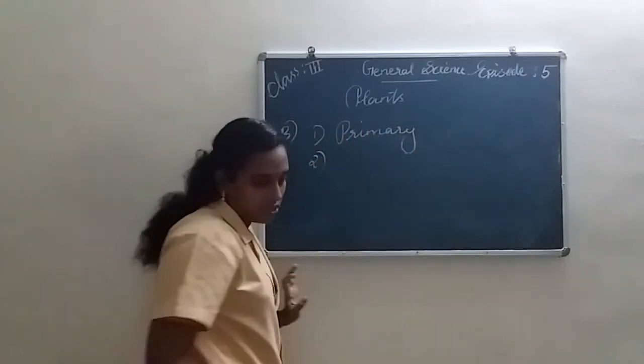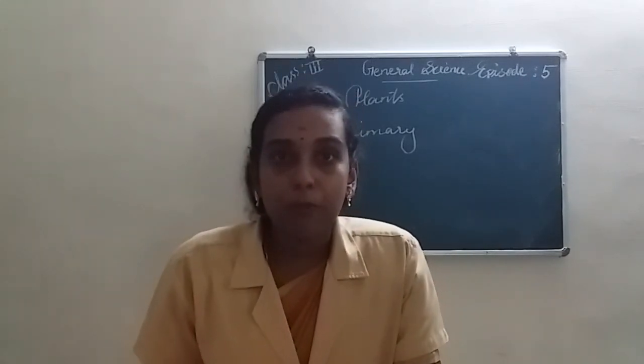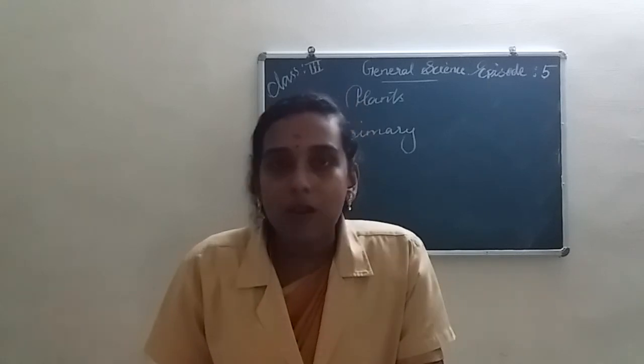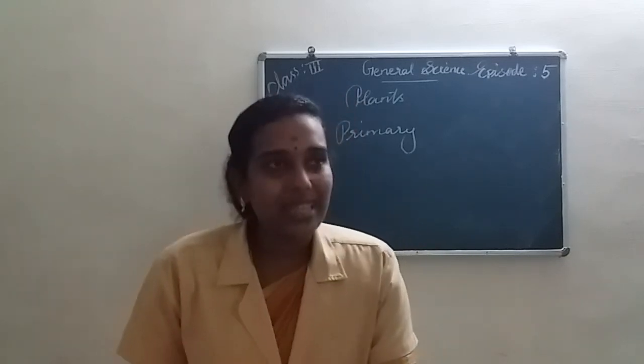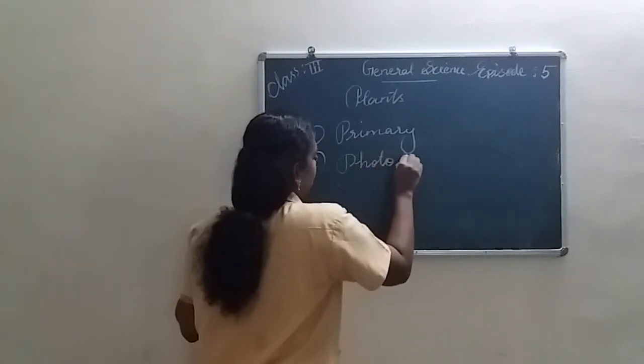And in the second question, plants produce food through a process. The process of preparing food by the leaves of a plant is called photosynthesis.